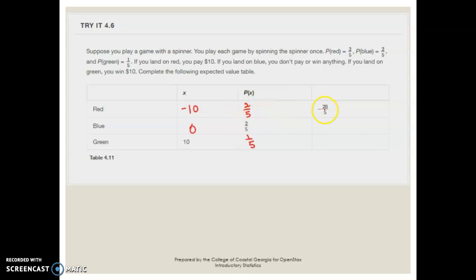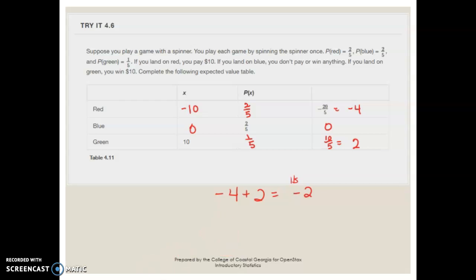Negative 10 times 2/5 is negative 20/5. 0 times 2/5 is a 0. And 10 times 1/5 is 10/5. So this actually is a negative 4, and this is actually a positive 2. So in this case, you'd be down $2 every single time.